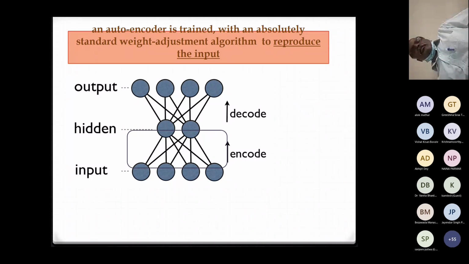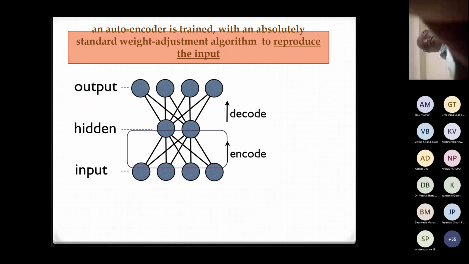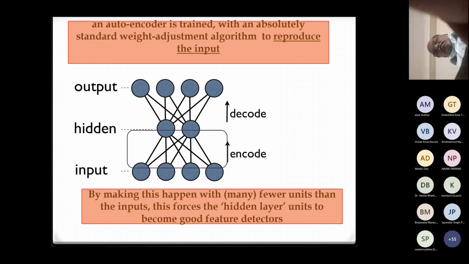Auto encoder training is like this. This is my input. The input goes to the hidden layer and then the outcome is here. We do encoding here, then from the hidden layer to the outcome we do decoding. They use a standard weight adjustment algorithm to reproduce the input value, depending on the outcomes and the input value. By making this happen with many hidden units, the hidden layer units focus and become good feature detectors. Once you have a good detector in the hidden layer, a good result automatically comes at the outcomes.